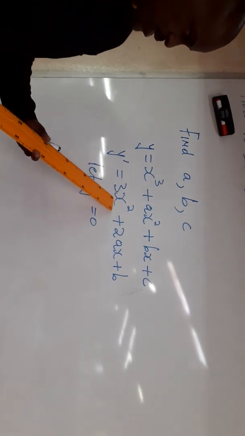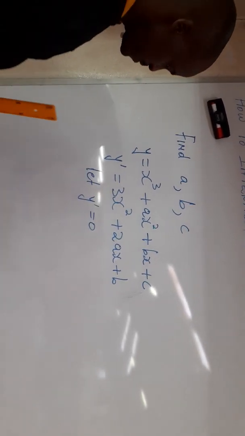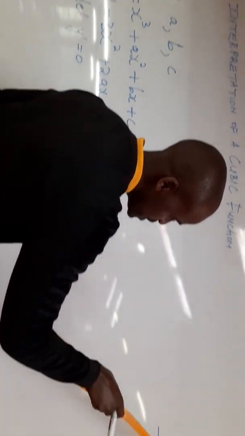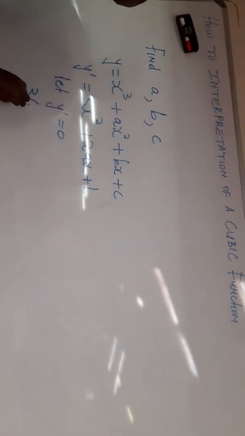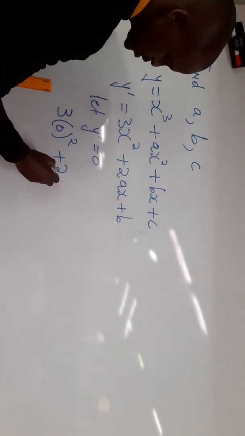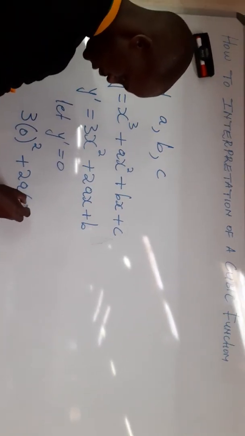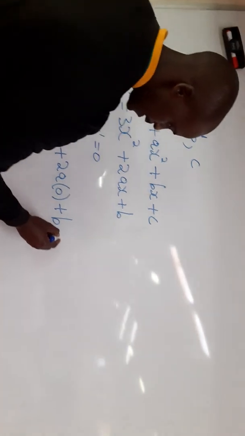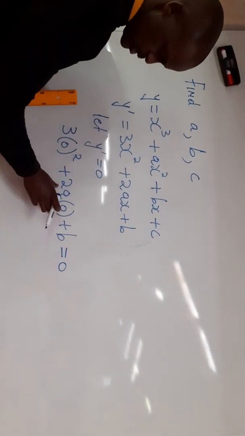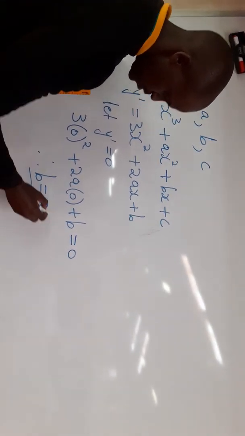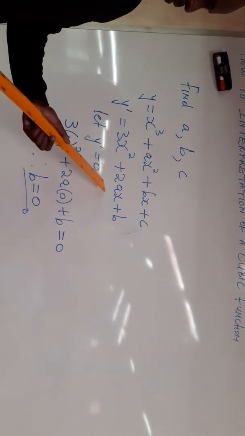We let our derivative be 0 to find the x value. But here we are being given the x value, which is 0. Therefore, we substitute the x value 0, plus 2a times 0 plus b. Remember, we are equating our gradient to 0, which means the value of b will be equal to 0. We now have the value of b.